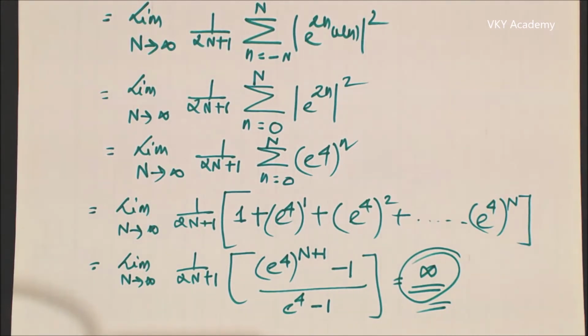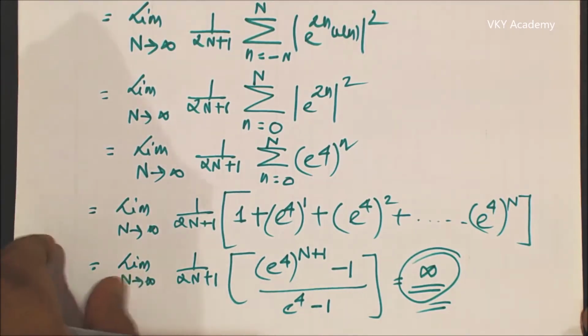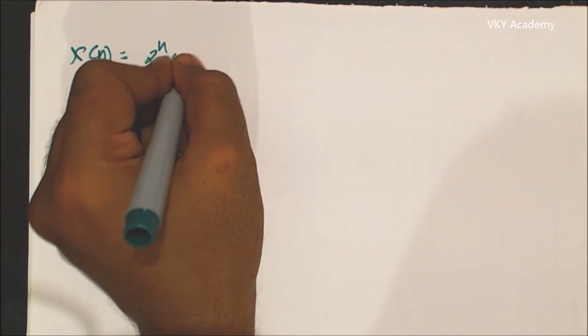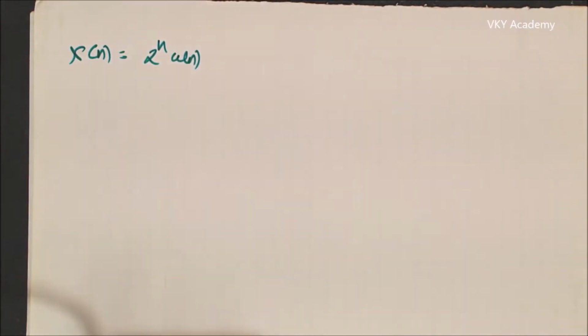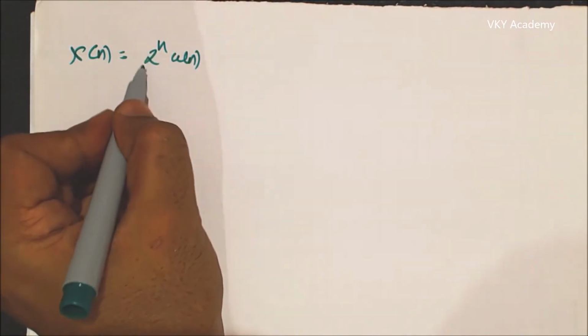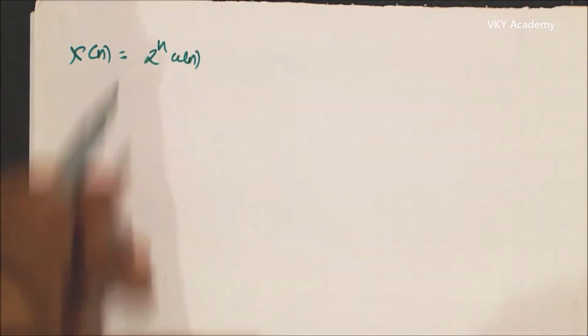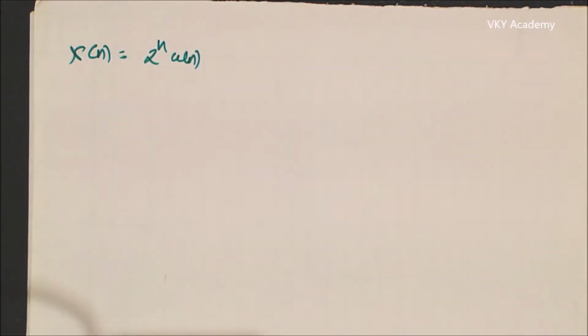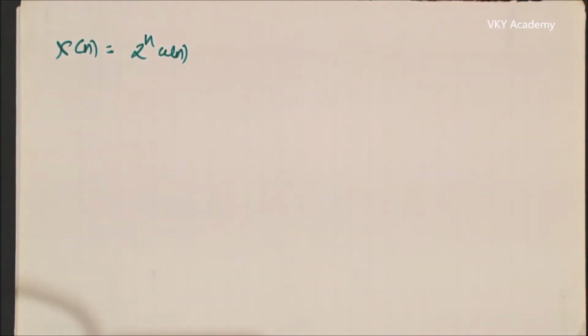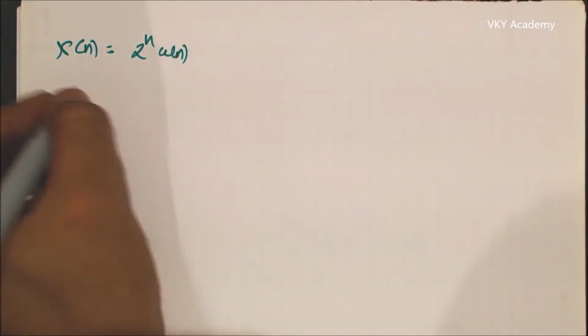So we will solve one more numerical based on this topic. x of n is equal to 2 to the power n u of n. Now we can see that the factor of this exponential is greater than 1. So definitely this particular signal will be neither energy nor power signal. Let us prove our statement.